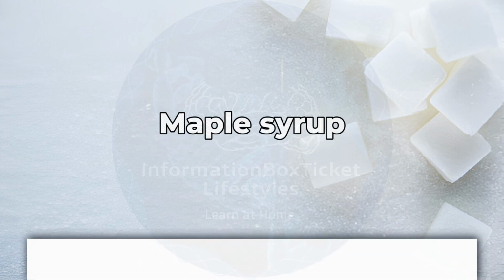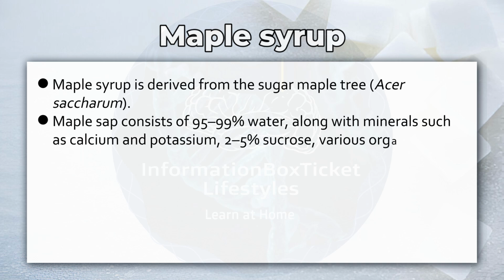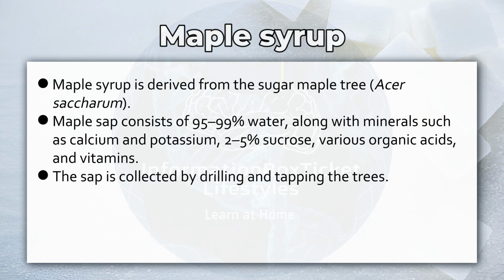Maple syrup. Maple syrup is derived from the sugar maple tree, Acer saccharum. Maple sap consists of 95 to 99% water, along with minerals such as calcium and potassium, 2 to 5% sucrose, various organic acids, and vitamins. The sap is collected by drilling and tapping the trees.